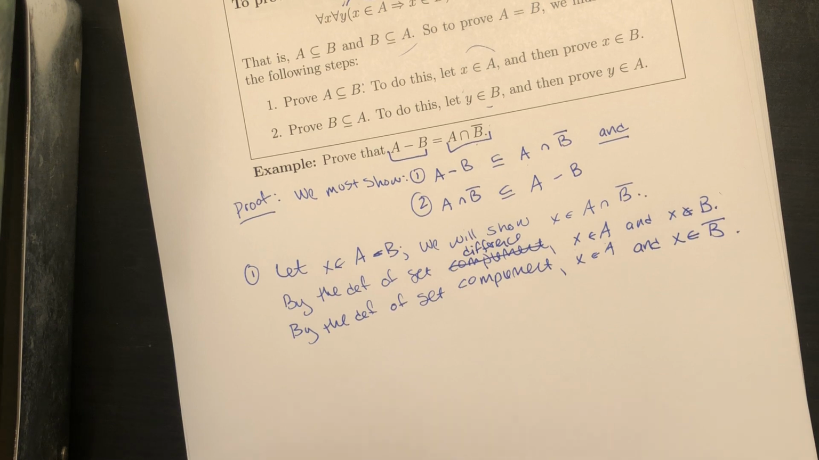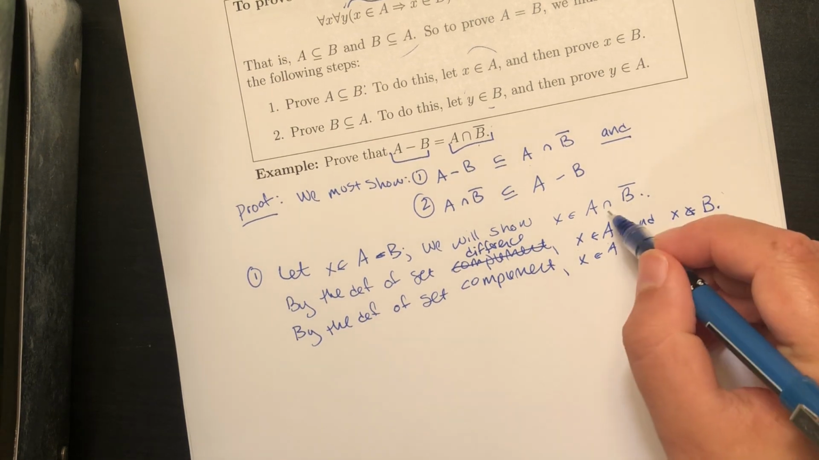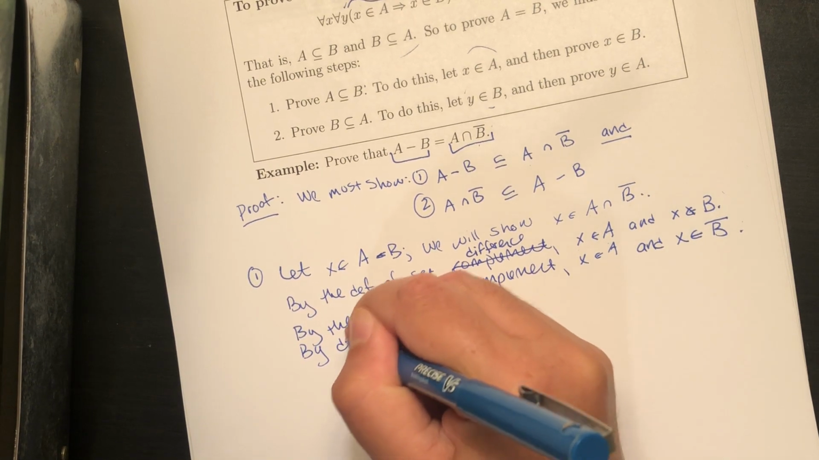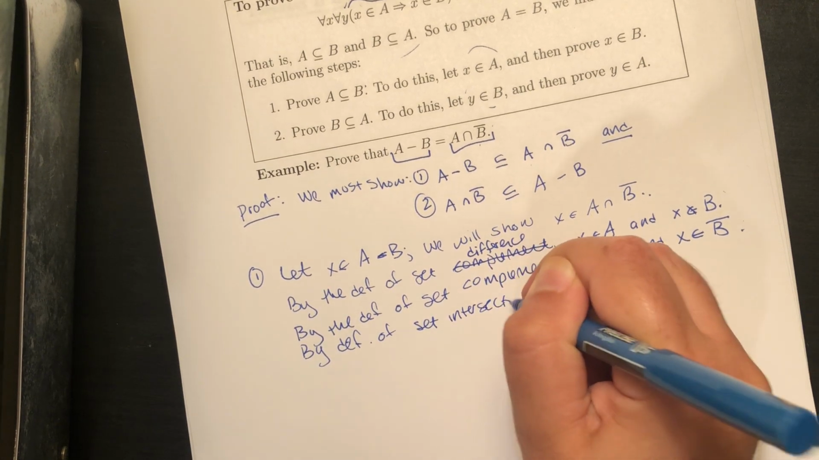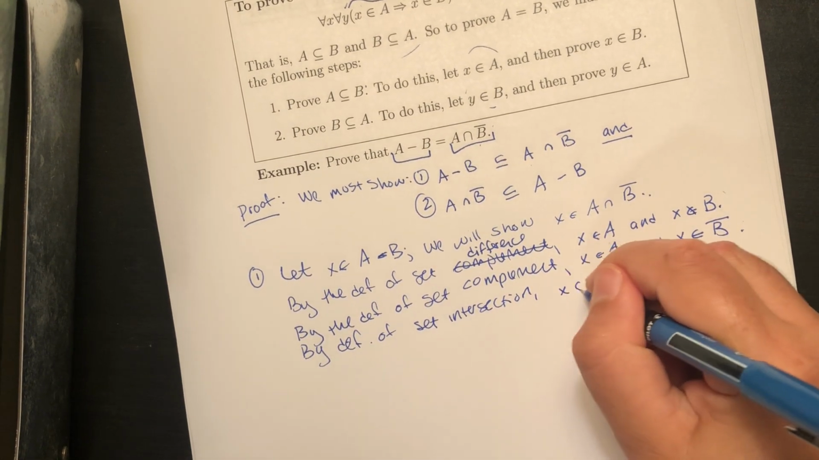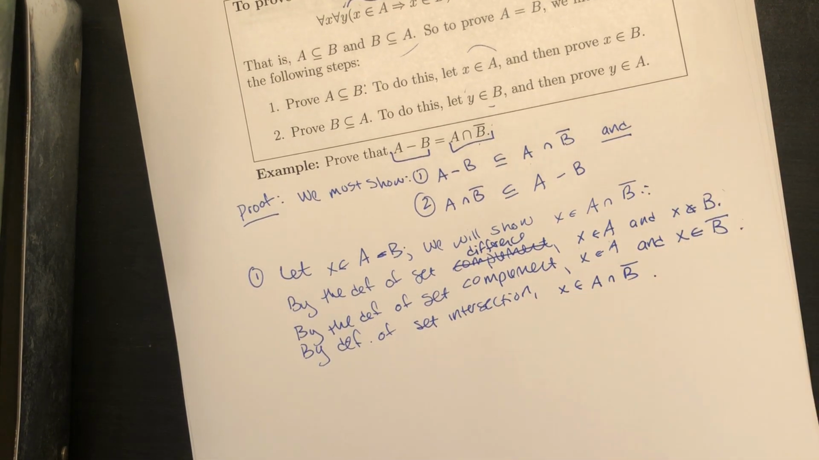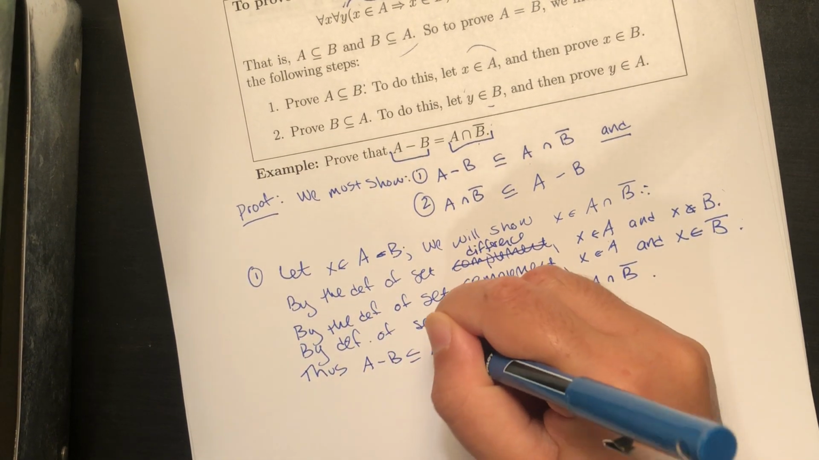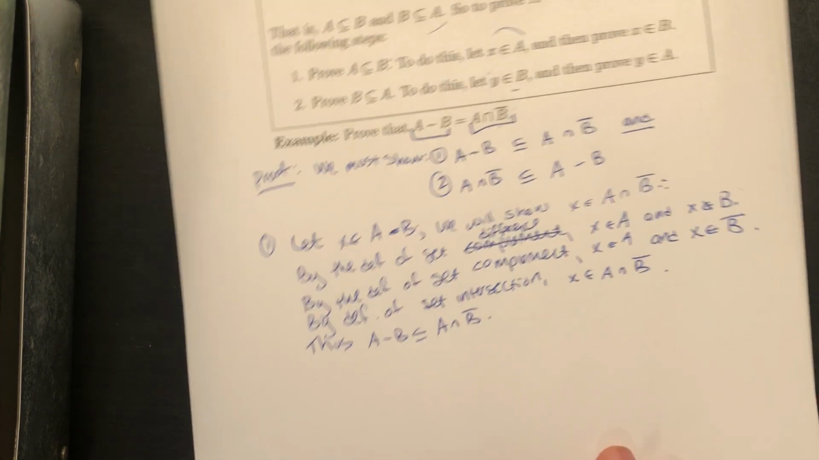Okay, and now we're basically done, because to be an element of A and an element of B complement, it means you're in the intersection of those two sets. So by the definition of set intersection, this means that x is an element of A intersect B complement. That's exactly what we were trying to show. So we're done with this direction of the proof. Thus, A minus B is a subset of A intersect B complement. That's halfway. We're almost done.